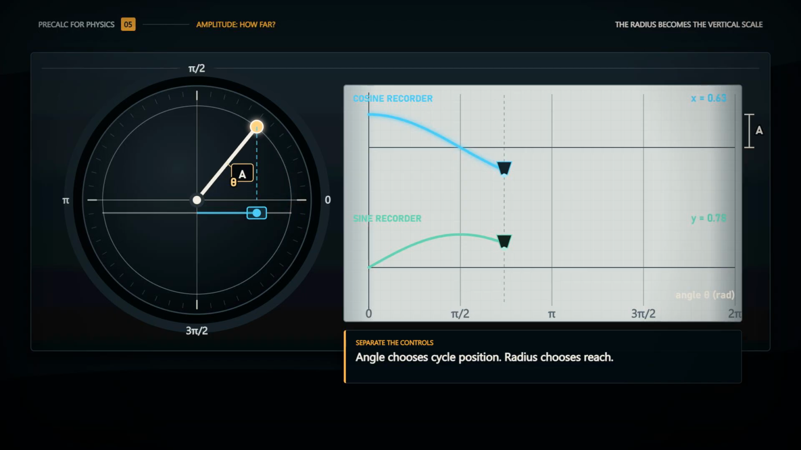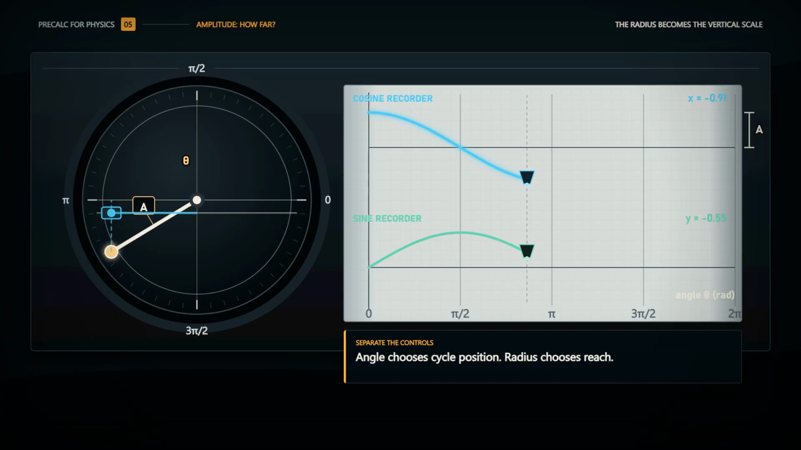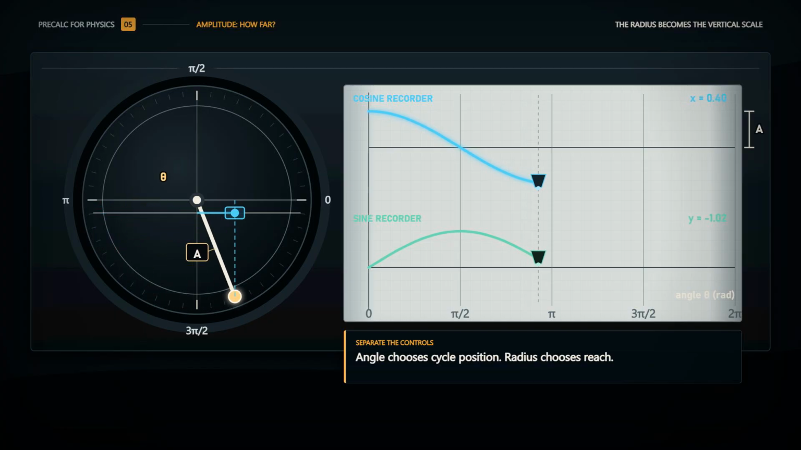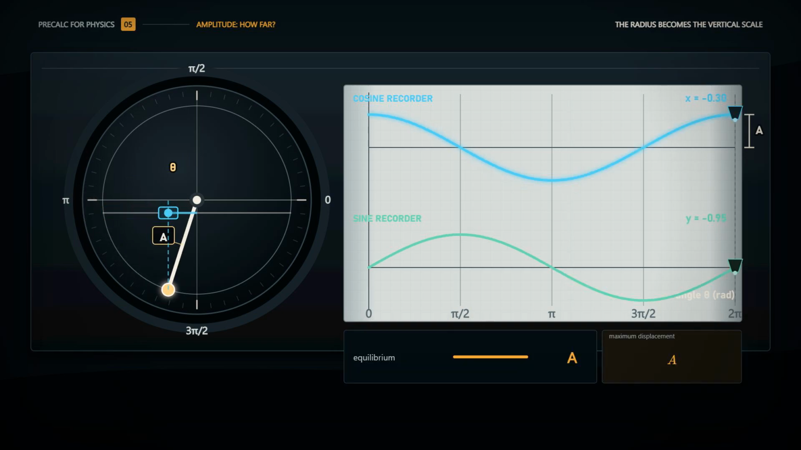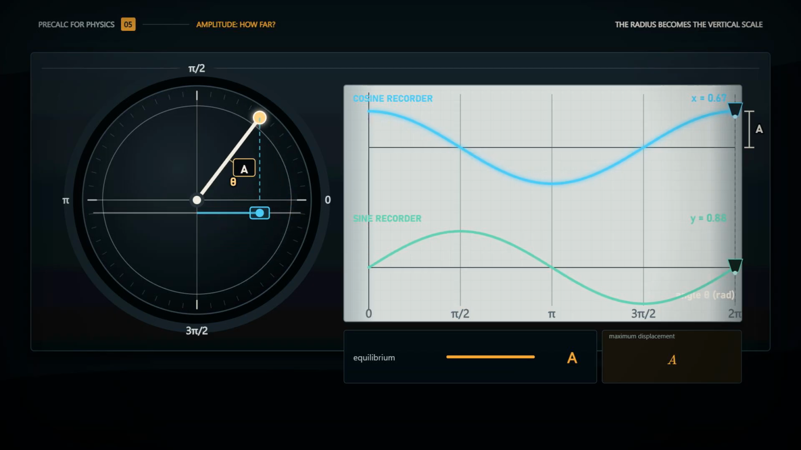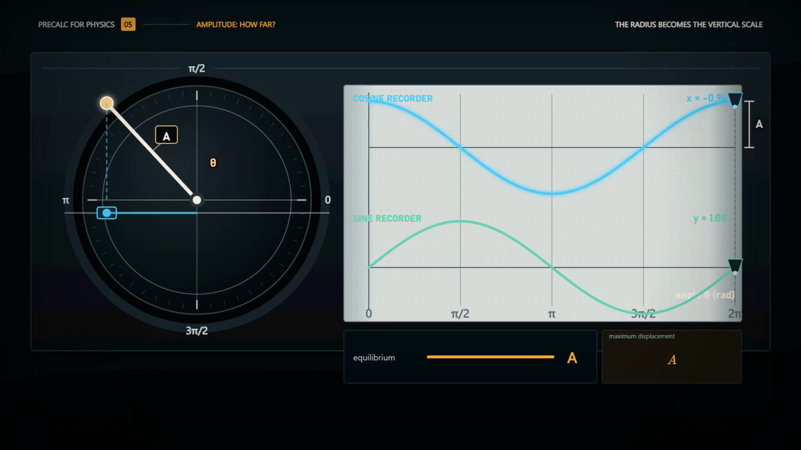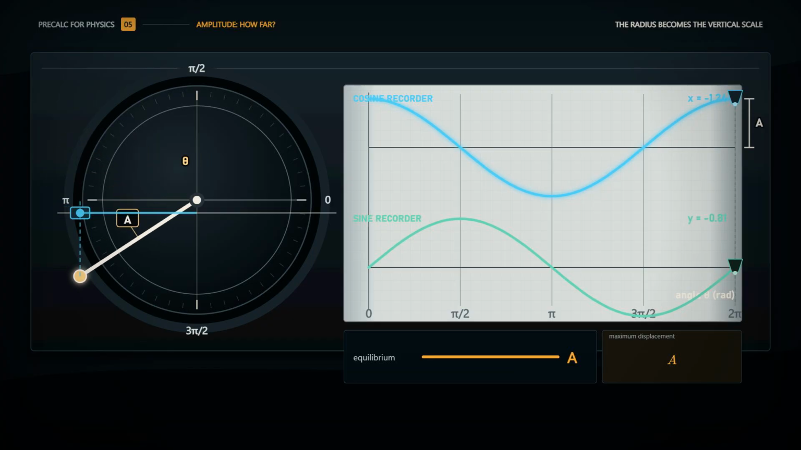The angle ruler controls horizontal progress through a cycle. What controls the vertical size of the motion? Return to the physical crank and increase its radius while keeping the same angle. Every horizontal projection is multiplied by the new radius. The carriage now reaches farther on both sides of equilibrium. In the position graph, that maximum distance from the centerline is the amplitude, A.